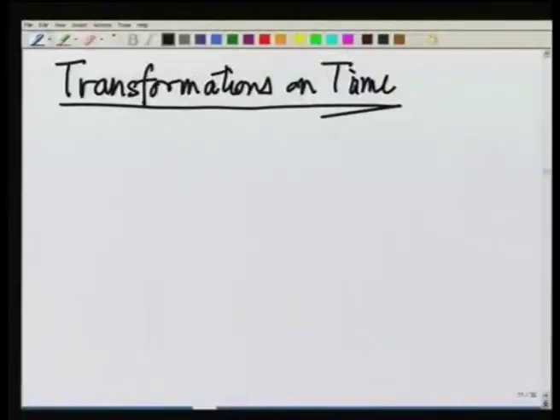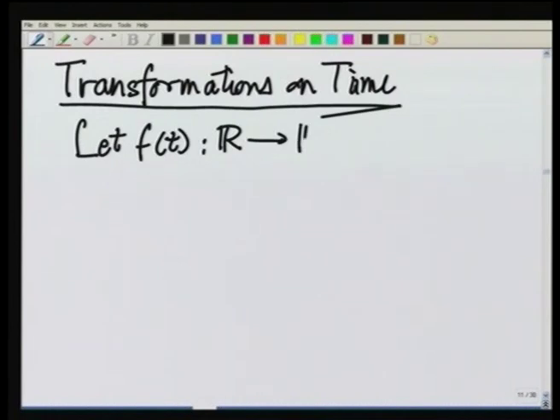What we will now do is this: we have signals x of t defined on time. What we will do with time is to apply a function on time and rearrange the time axis. So, this will be called a time transformation. Let f of t map the time axis, which is the set of real numbers, to the time axis itself. This f of t will be called a transformation.